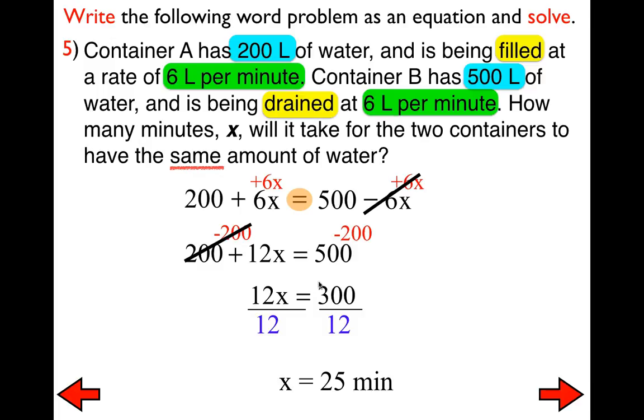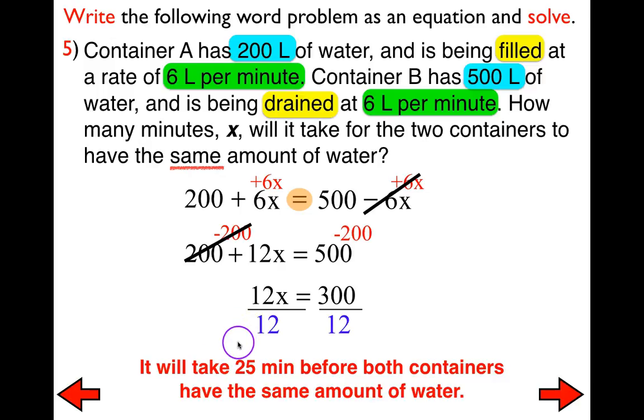But you have to be very careful. The question was, how long will it take? So you don't want to say x equals, because that's not the question. In fact, the question was, how long would it take? So to answer in a complete sentence, I would say it will take 25 minutes before both containers have the same amount of water. So hopefully looking at this word problem and taking it step by step, you realize it wasn't that difficult at all.